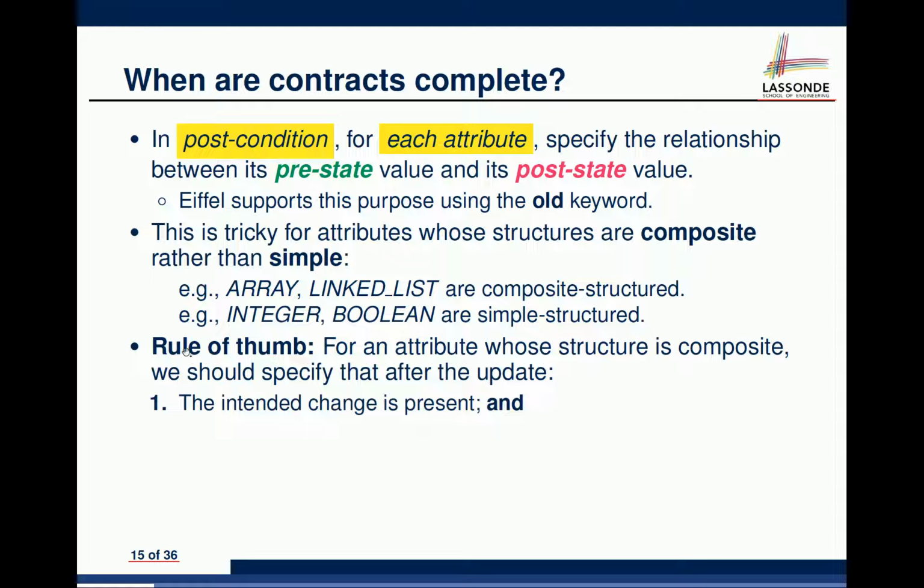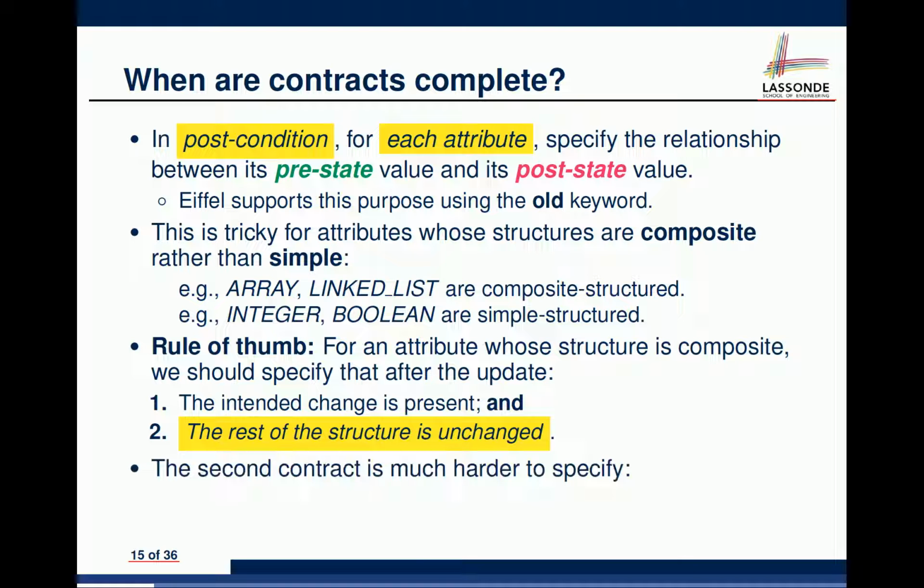For example, remember the array example we talked about? If you want to modify just position I is what you intend to change. But the rest of the array, from 1 to I minus 1, from I plus 1 to count, should remain unchanged. That's one example. Think about what should be changed, and the rest of the structure is unchanged. That's the tricky part to write. So you need some kind of logic to express that. But we'll talk about it today, for sure.